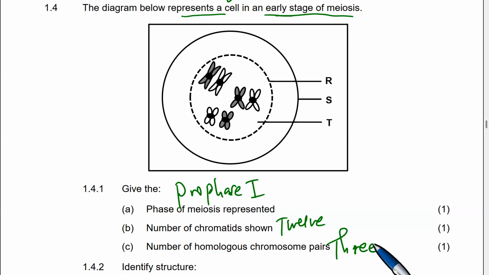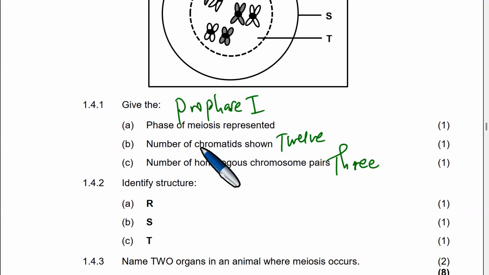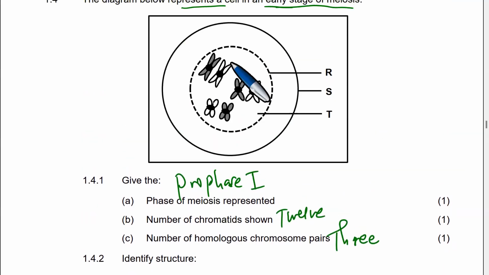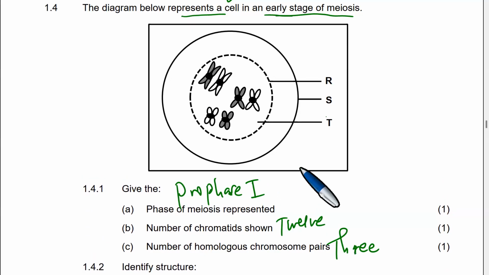Next, identify the structure R. What is R called? This dashed border, what is it called? This one is called the nuclear membrane. So in other words, R is called the nuclear membrane.